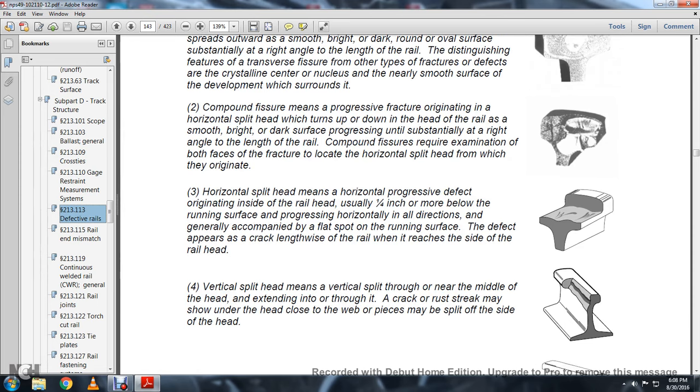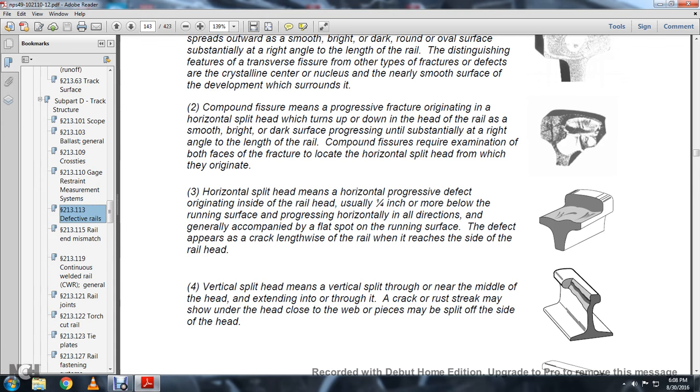3. Horizontal split head means a horizontal progressive defect originating inside the railhead, usually a quarter inch or more below the running surface, progressing horizontally in all directions and generally accompanied by a flat spot on the running surface. The defect appears as a crack lengthwise of the rail, which reaches the side of the railhead.